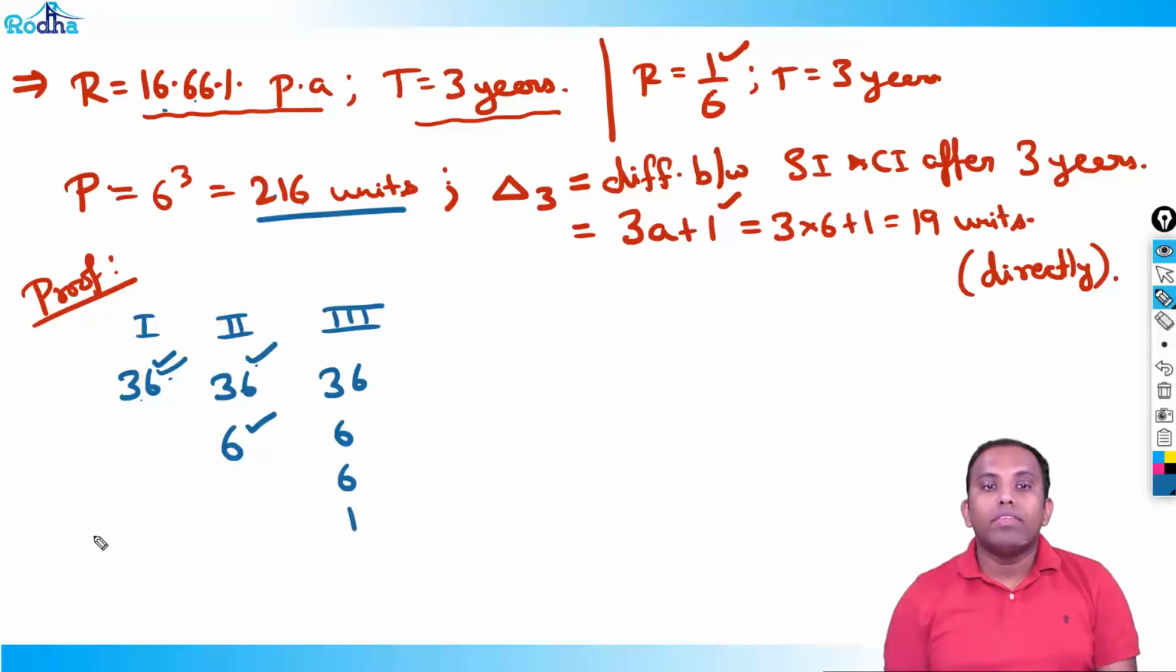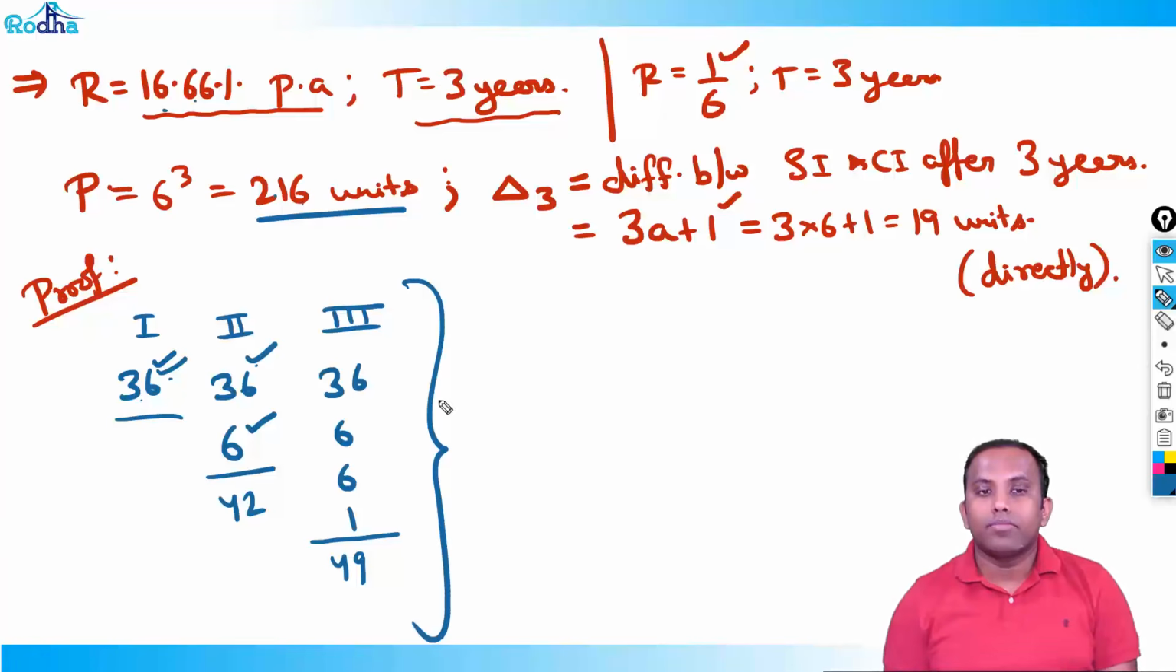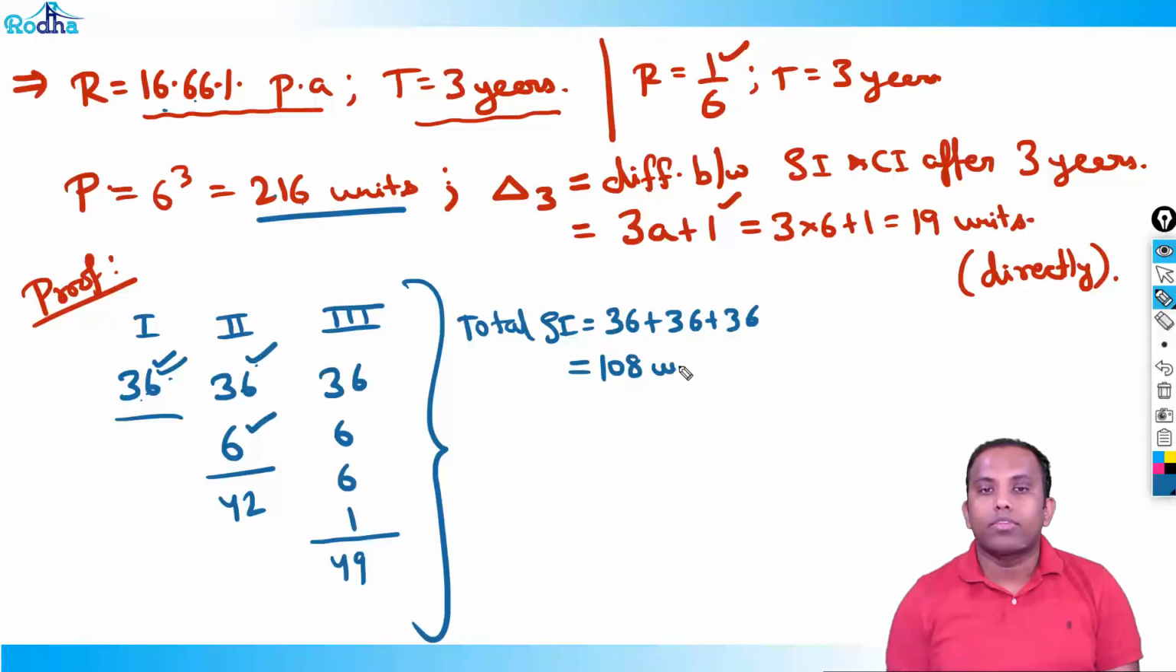So what is the total SI? You see here, what is CI here? The CI for third year is how much? 49 units. CI for second year is 42 units. CI and SI are the same for first year, it is 36 units. So what is the total SI? It is 36 plus 36 plus 36, that is 108 units.